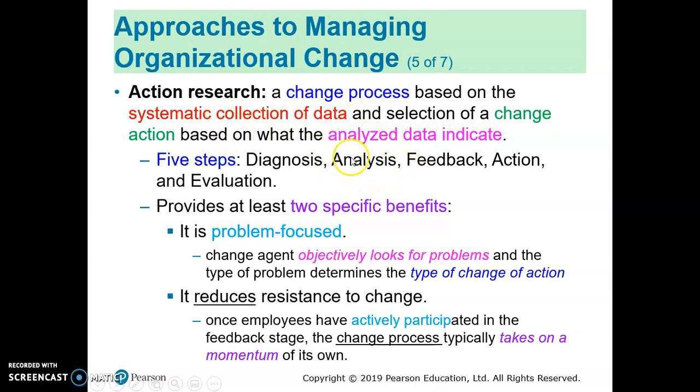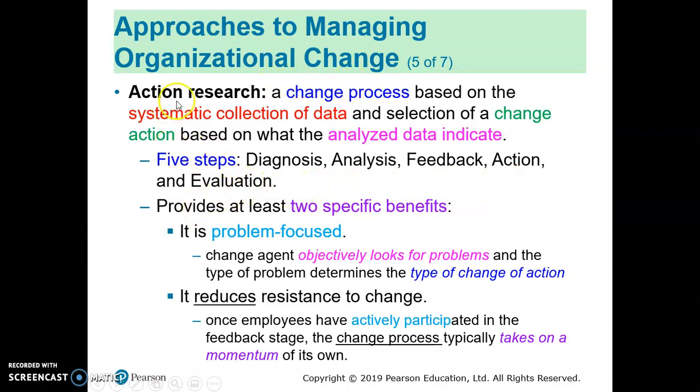Here, the data is collected and analyzed. After analysis, feedback is given based on the results of the data. After giving the feedback, action needs to be taken to deal with the feedback. And then evaluation, whether the actions and the feedback were actually good or not.